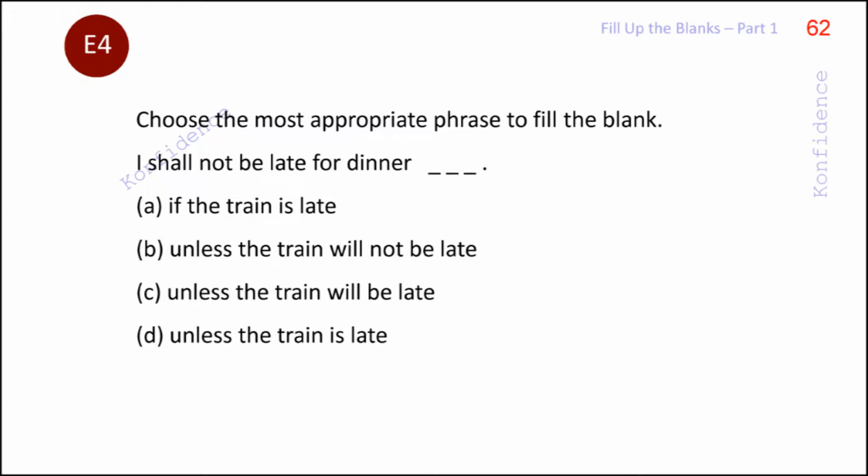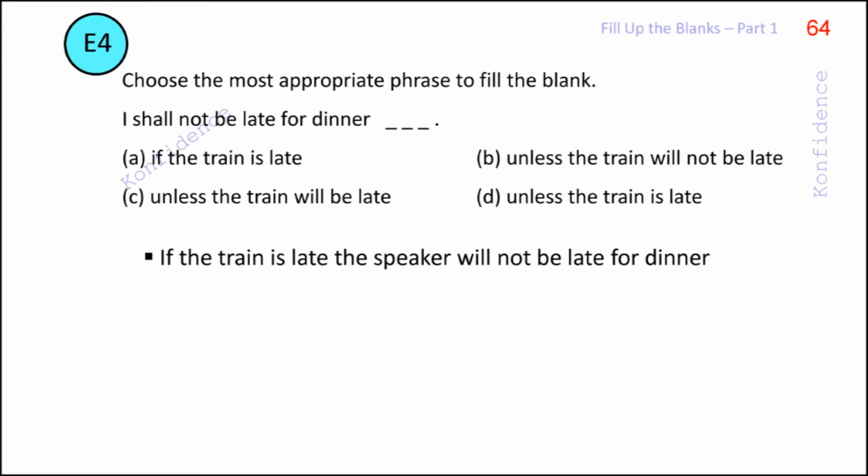Here we are asked to select a suitable phrase from the options to fill up the blank. The sentence is in future tense. It indicates two future things: the train being late and the speaker of the sentence being late. One influences the other. Now let us see the options. Option A says that if the train is late, the speaker will not be late for dinner. This is absurd.